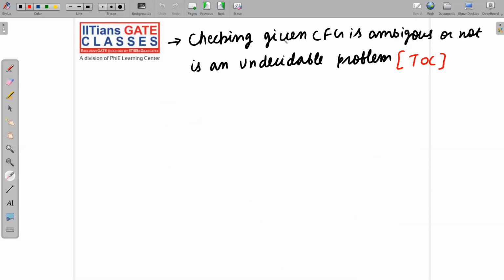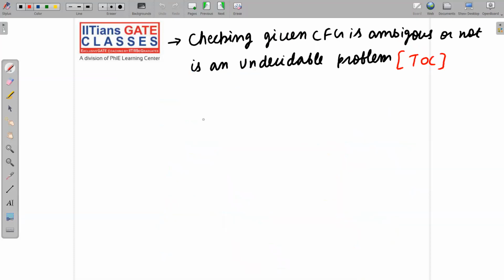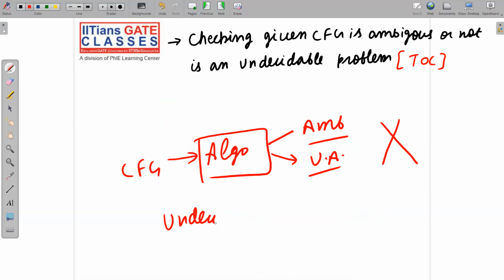So next is, we have already told you that ambiguity is a problem. Now the question arises: can we have an algorithm which can take input as a context-free grammar, and it can say that the given grammar is ambiguous or if this grammar is unambiguous? Can we have any algorithm? No. That means this is an undecidable problem, and in TOC we have already proven that this is an undecidable problem.